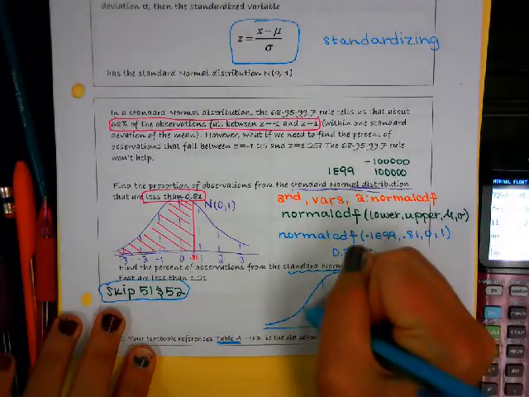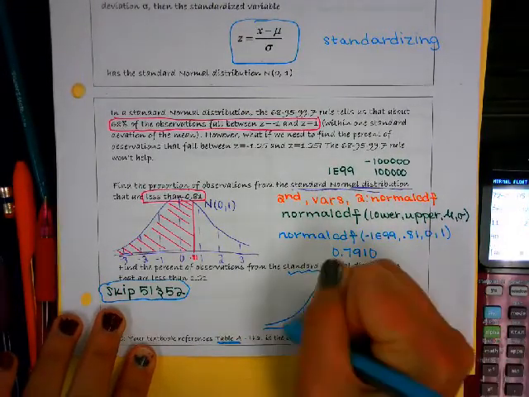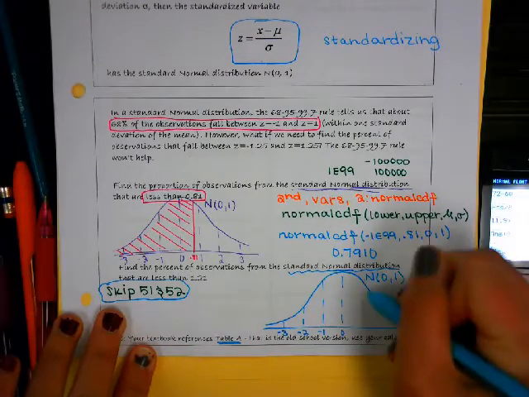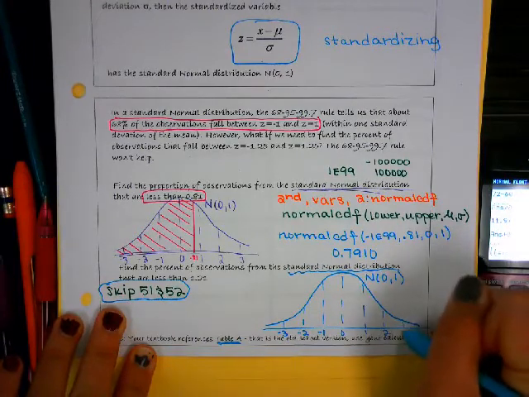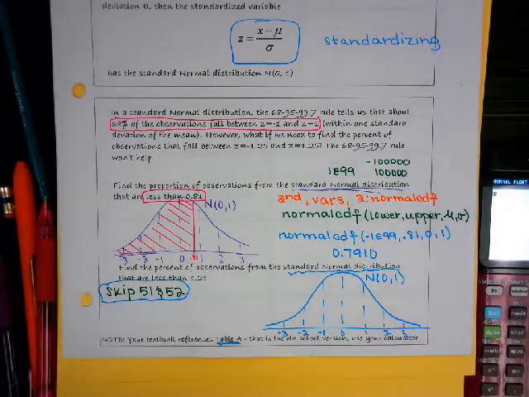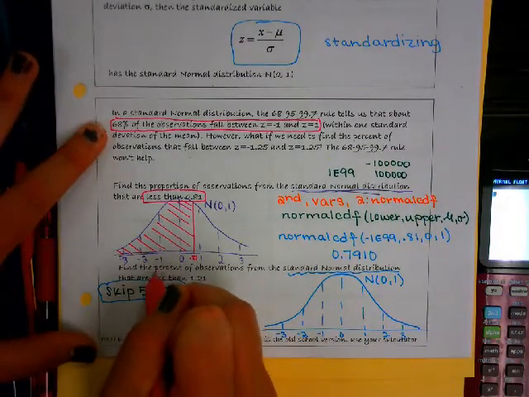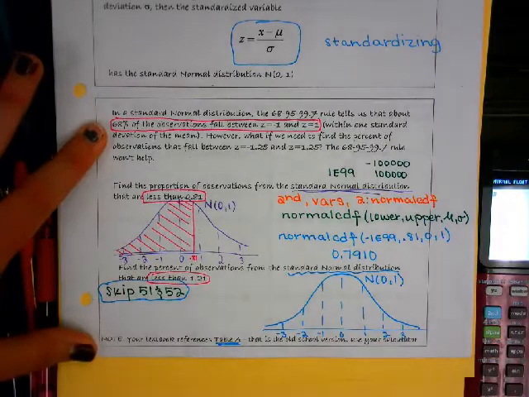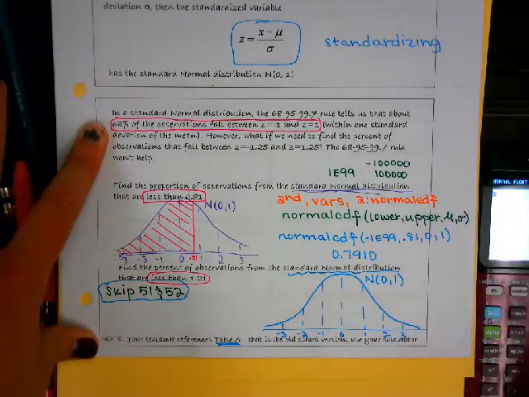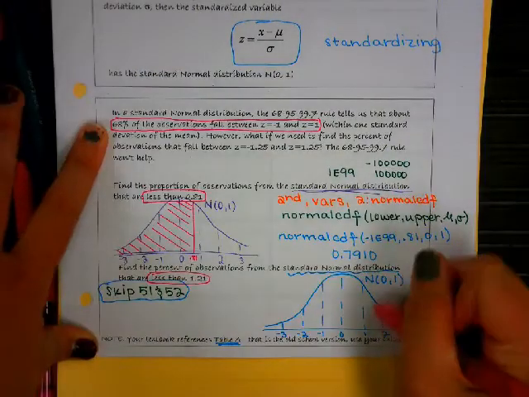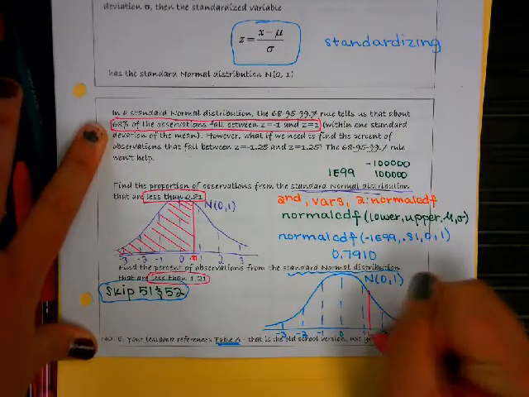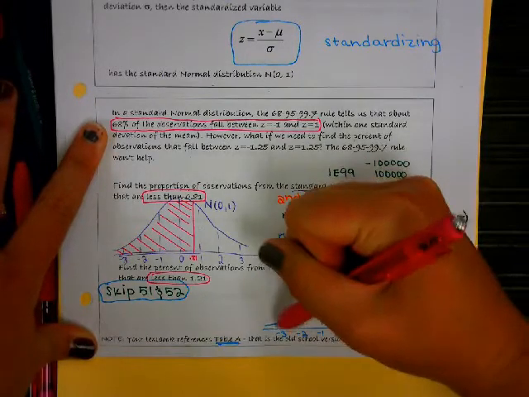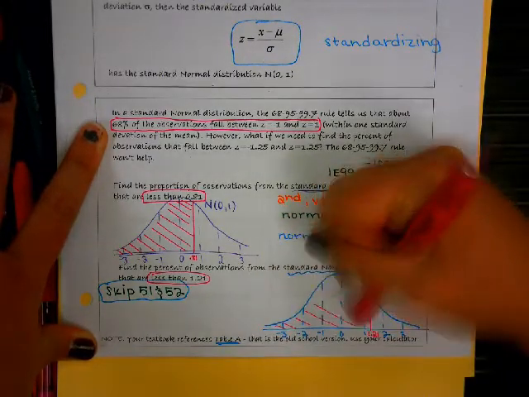So we have negative 1, negative 2, negative 3, positive 1, positive 2, and positive 3. So this time, we want to find the percent of observations less than 1.21. We would estimate 1.21 to be about there-ish. We want less than, so that's all this down here.